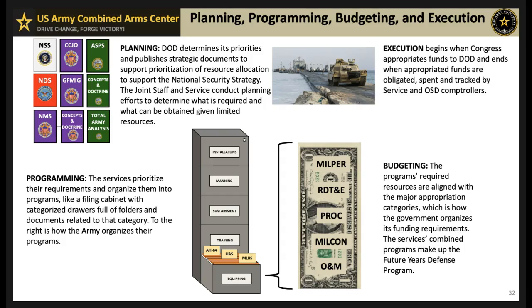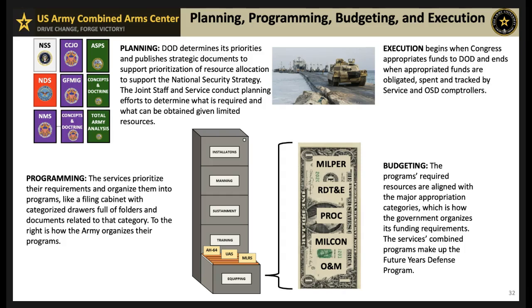Here is a snapshot of the PPBE process within the Department of Defense. Planning. DoD determines the priorities and publishes strategic documents to support resource allocation aligned with the national security strategy. The Joint Staff and services plan to identify requirements and feasible resource allocations. Programming. Services prioritize requirements and organize them into programs, similar to a filing cabinet with categorized drawers. This organization ensures that programs are systematically managed and resourced.